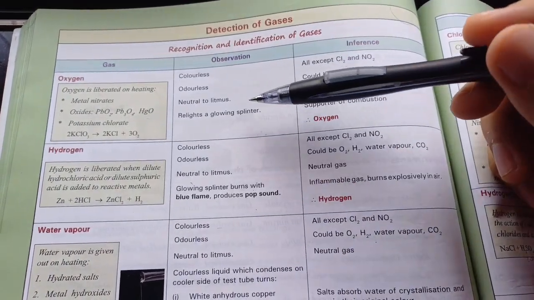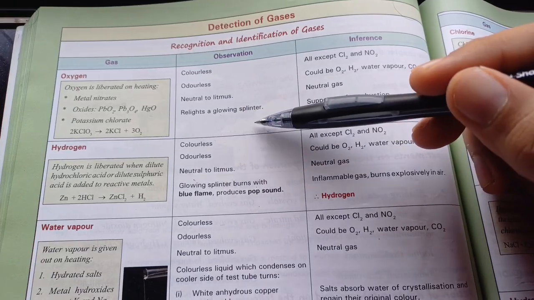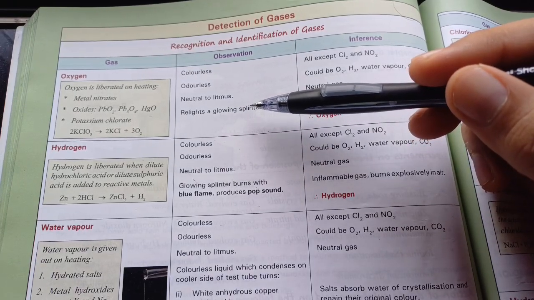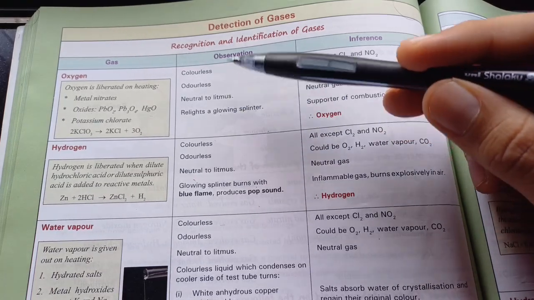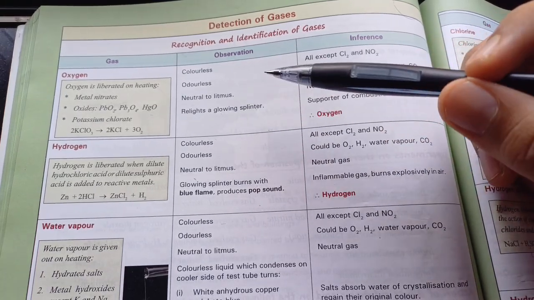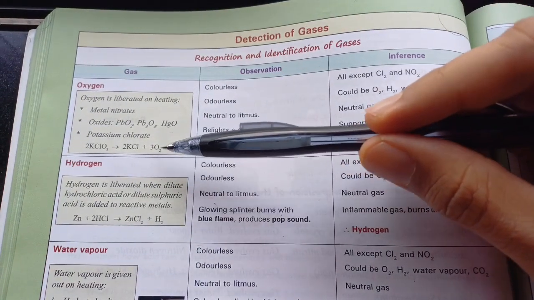For oxygen, there are 2 tests. One, it relights a glowing splinter. And second, it turns alkaline pyrogallic acid brown. So this proves that the gas, the colorless gas, is indeed oxygen. Here are examples of equations which can release oxygen gas.